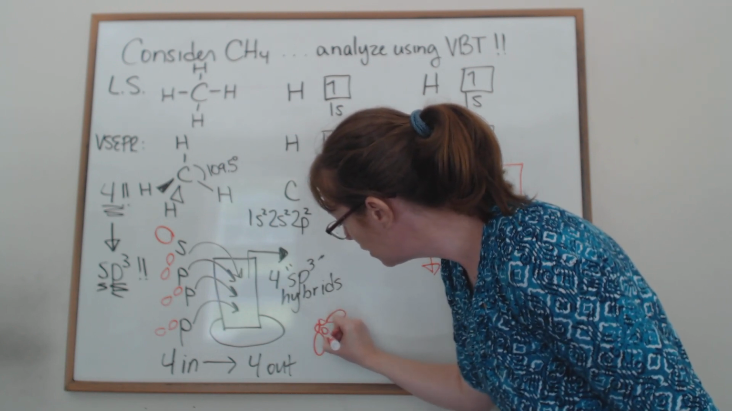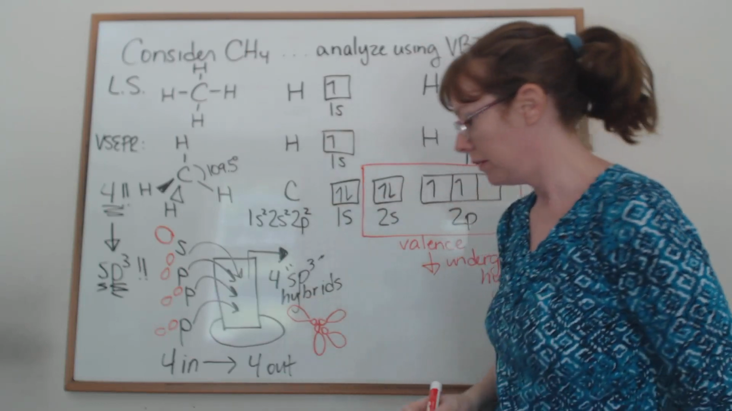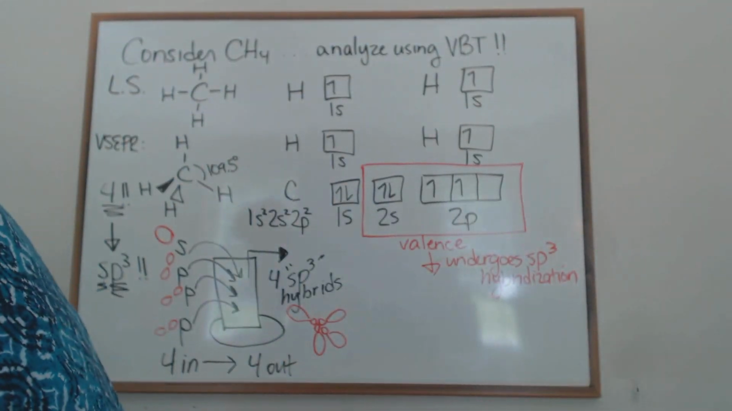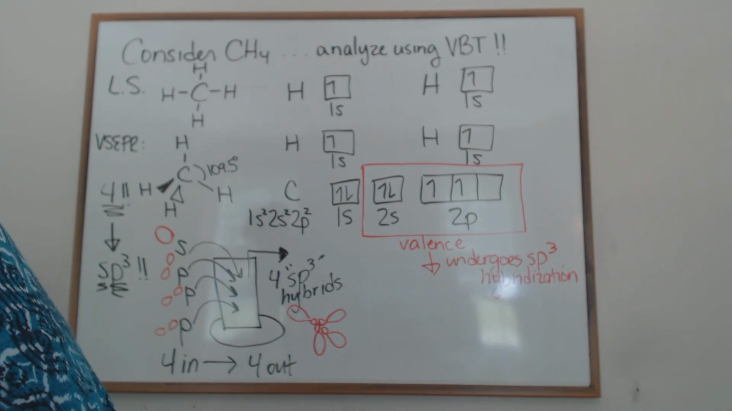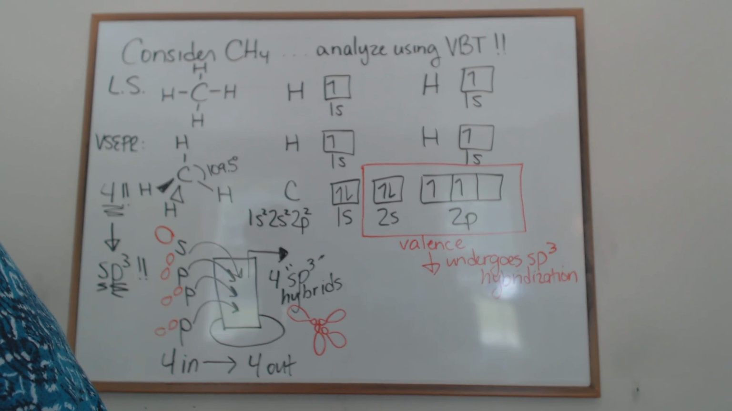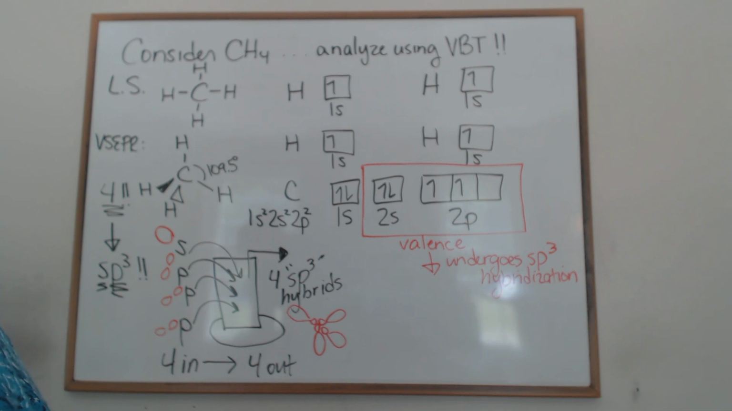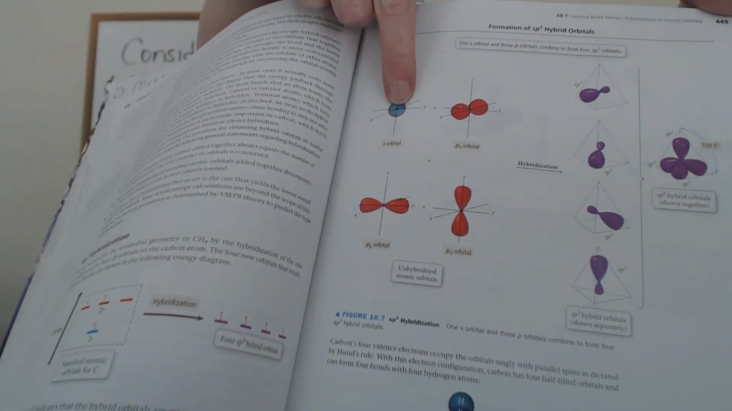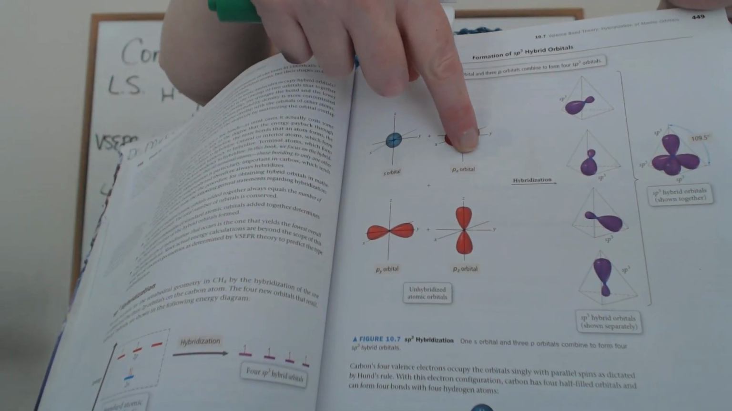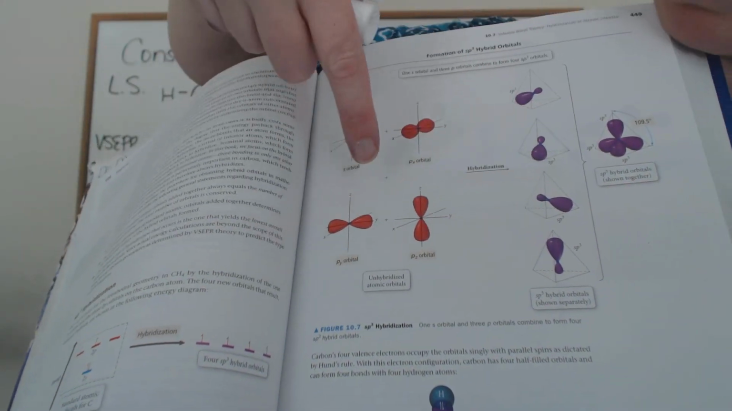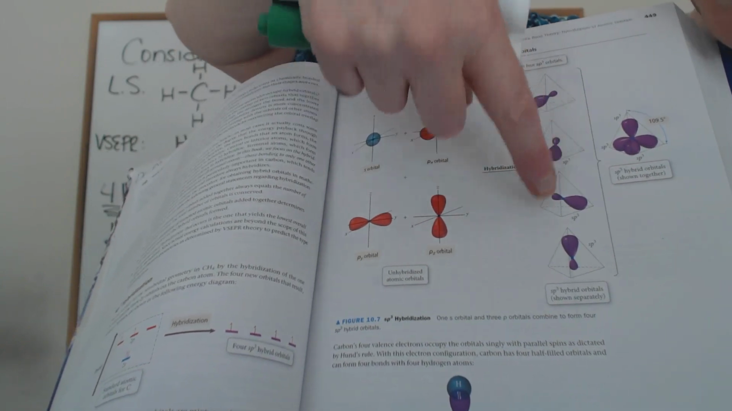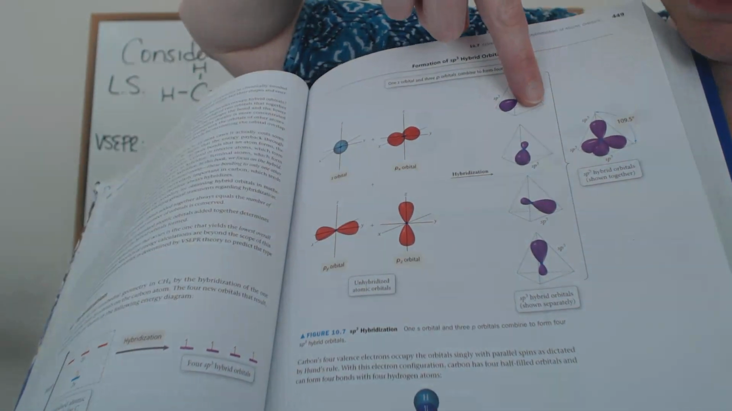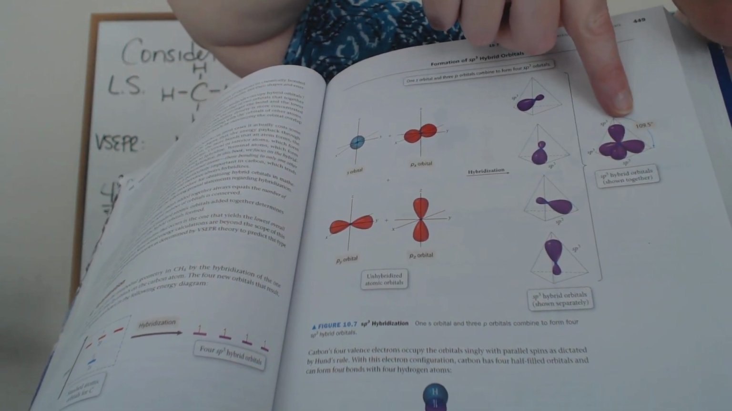Let me see if I can draw this. Like that. In your book, you'll get a better picture. Let me see if I can show you. This is better. An s orbital and 3 p orbitals get mixed together, thrown into your blender, and after the process comes out, you get these 4 independent hybrid orbitals oriented to each other in this tetrahedron, just like VSEPR modeling would predict.